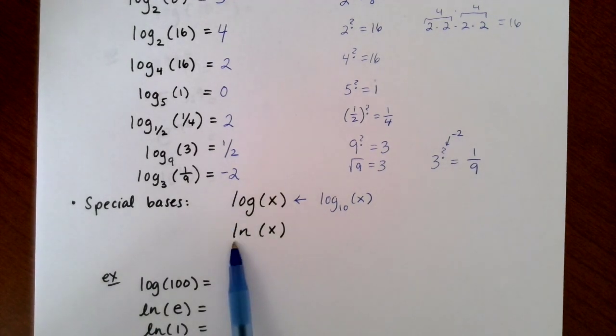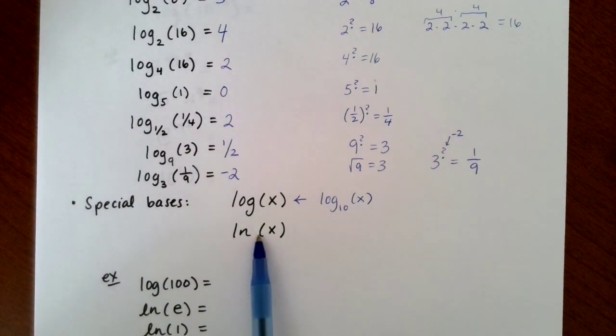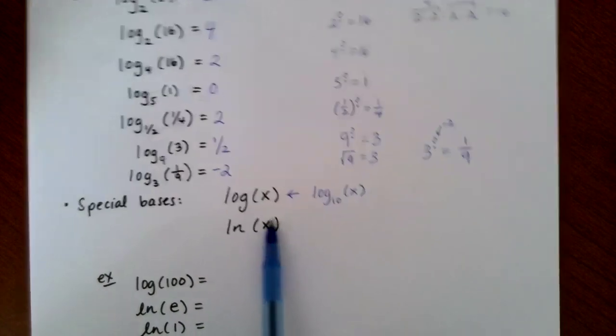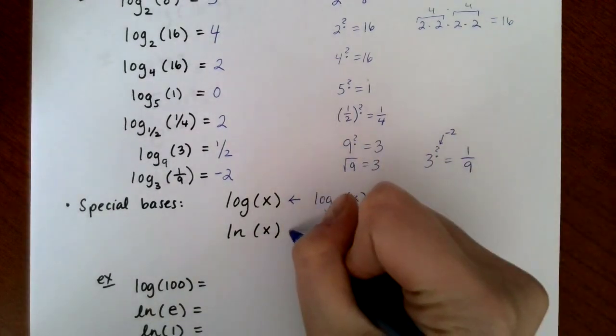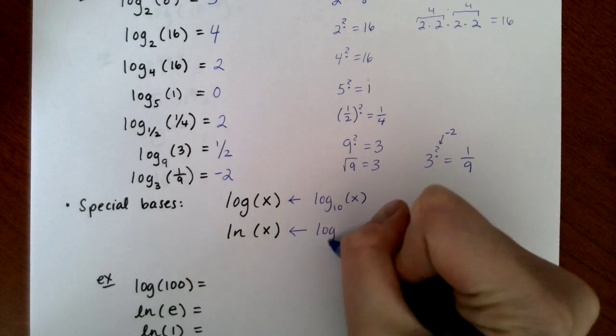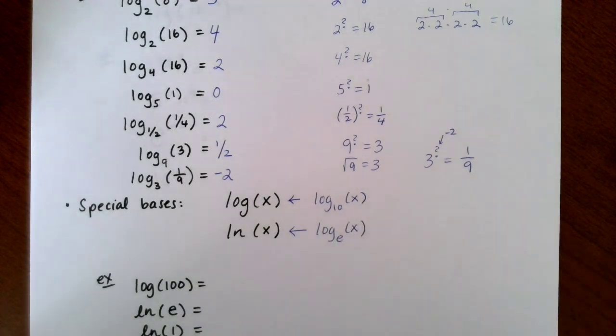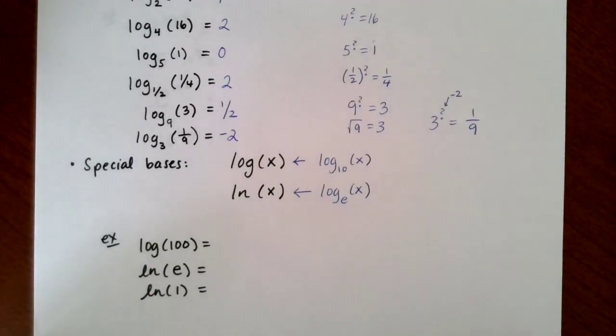The ln stands for natural log, I think in French, which is why it's in the opposite order. But we would say this either ln of x or the natural log of x. And this represents a log with base e of x. All right, so let's practice a few of these down below.